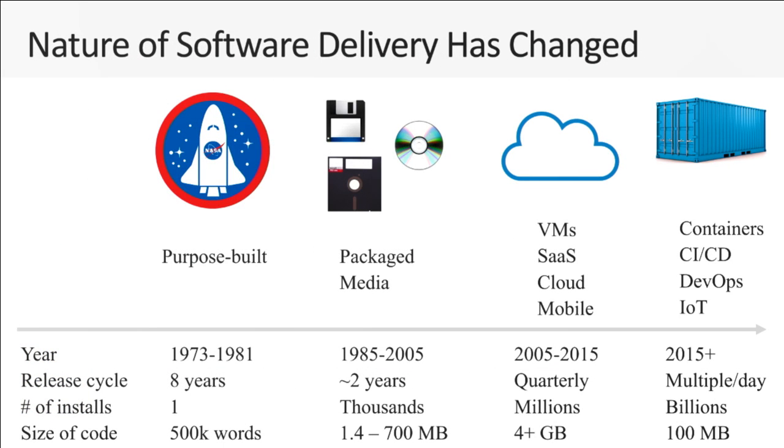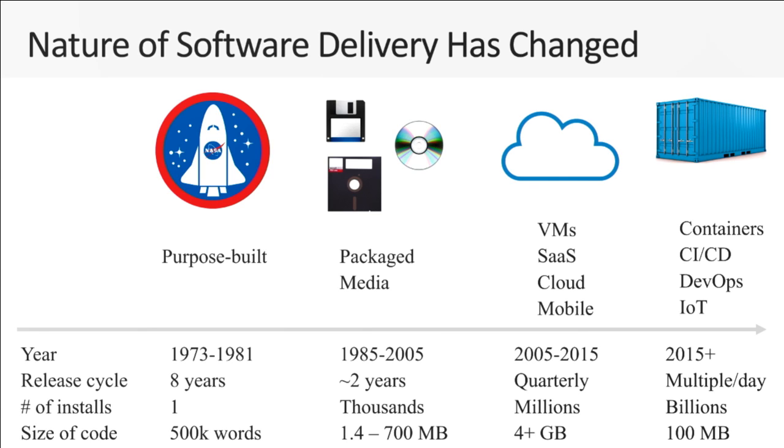So if you think about how software has been built and delivered over the last few decades, it's really changed a lot. We used to have purpose-built systems like they would put on the space shuttle. I looked it up, and it actually took 8 years for them to develop the software that went out on the first space shuttles. That's a long release cycle. Can you imagine working on a project for 8 years? It seems sort of unfathomable these days.